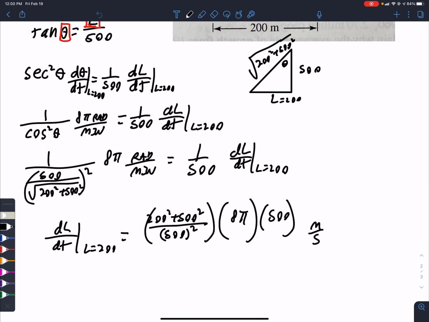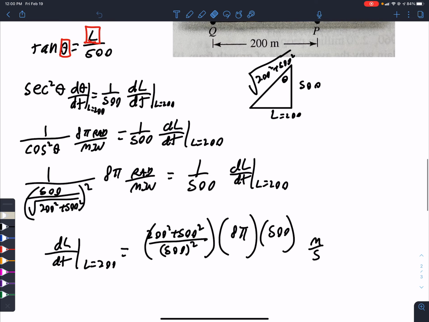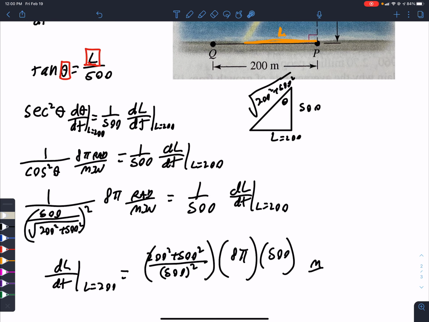Actually, the units here are not correct. We had minutes. So this is per minute. If you want to convert to seconds, you'd have to multiply by 60, right? Or divide by 60. Actually, this is per minute. So if you want seconds, you'd have to divide by 60, I think. You can figure it out. All right, that's it.